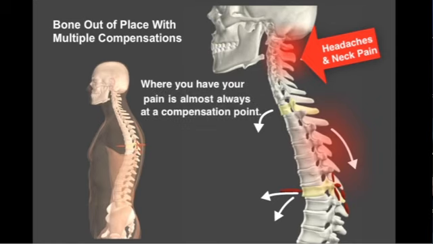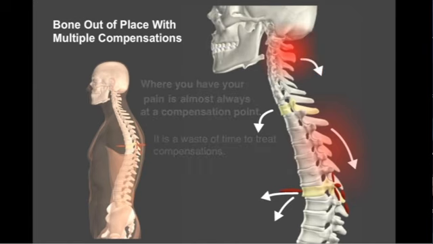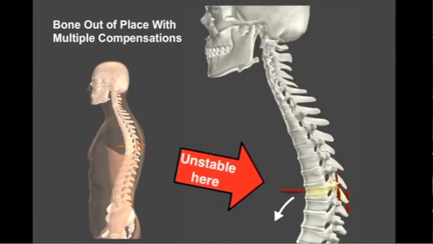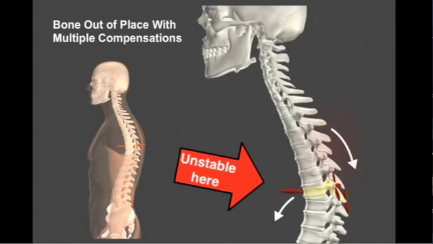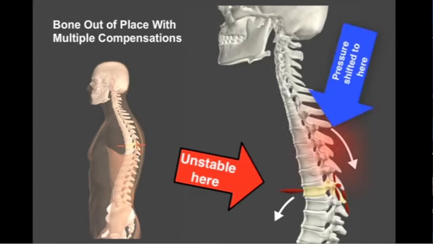So where you have your pain is almost always at a compensation point. When you have headaches and neck pain, if they work on your neck, it's almost always a waste of time. This is going to be true for just about everything everywhere in your body, because the primary problem is where the bone's out of place in a direction your body can't self-correct because there are no muscles pulling in the direction needed. Where they are, your body doesn't hurt because it has to shift the pressure away from that.